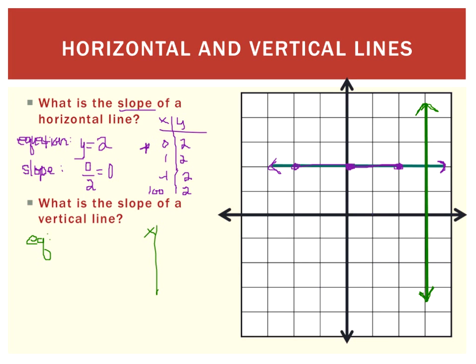All right, again, if you want, you could T-chart this thing. Let's look at the equation. I have an x value of 3, so 3, 0, 3, 1, 3, negative 2. What I'll notice is that x always equals 3. Okay, but now I want to check on my slope.